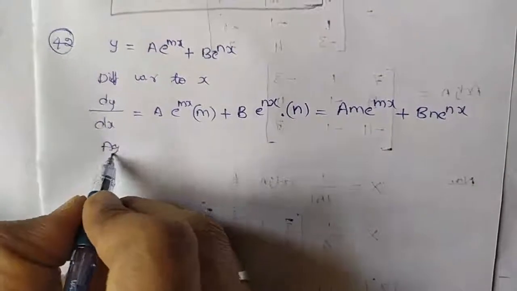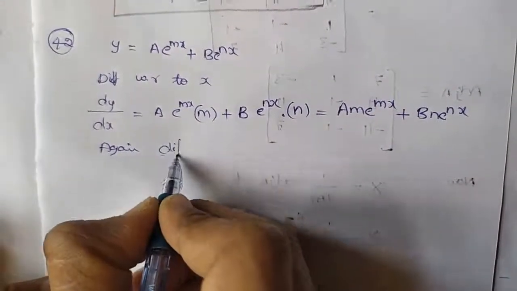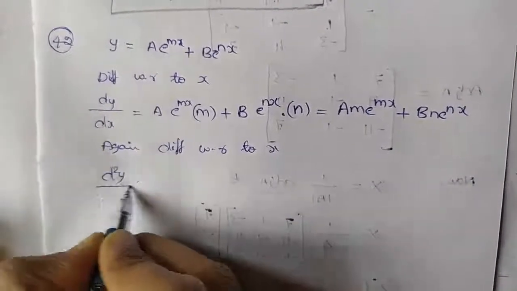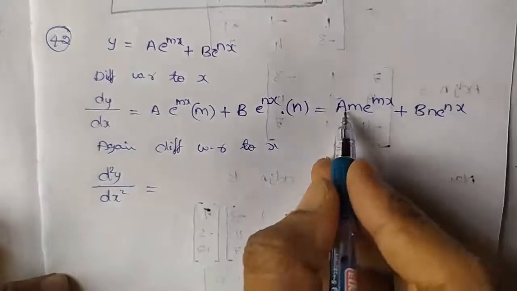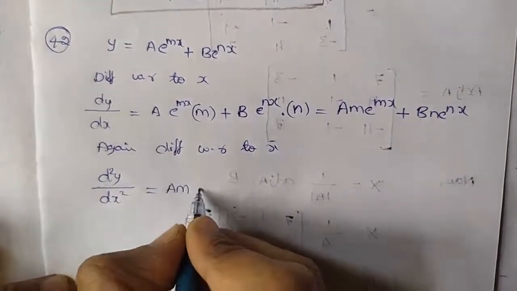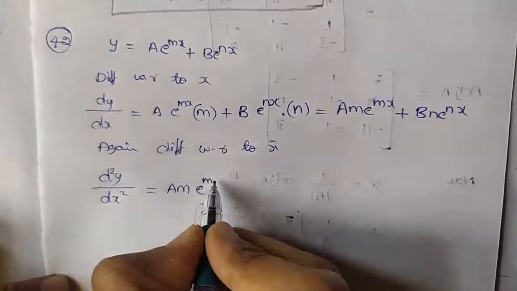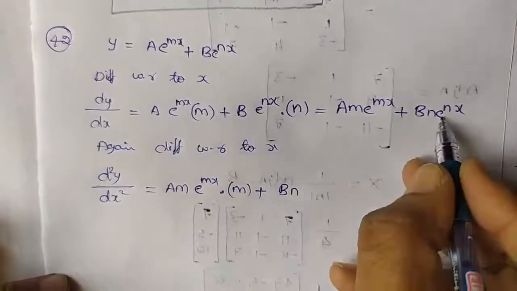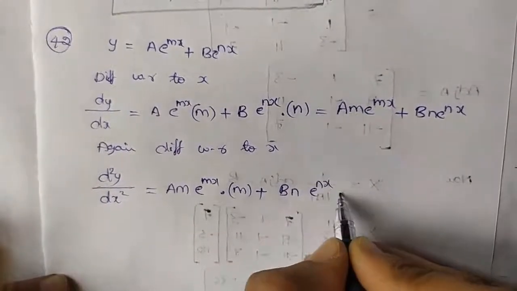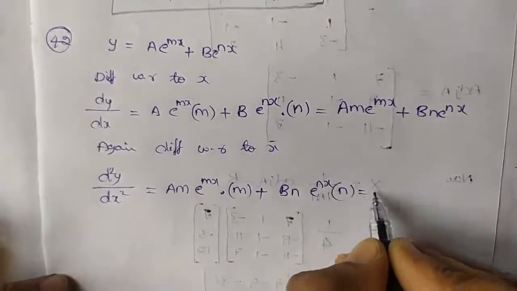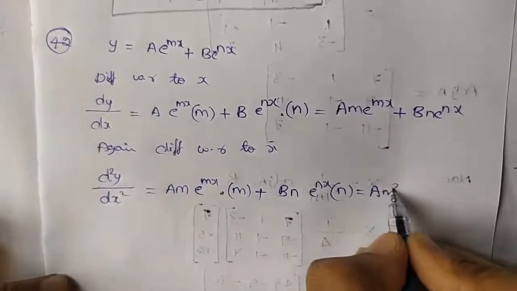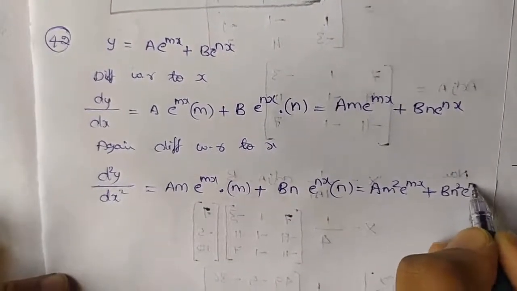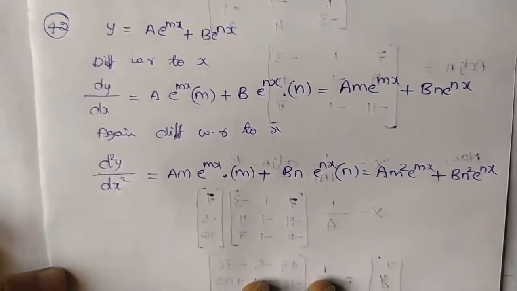Next differentiate again with respect to x. Then d square y by dx square equals am, keep it as it is, those are constants. Differentiation of e power mx is e power mx into differentiation of mx, which is m, plus bn, keep it as it is, differentiation of e power nx is e power nx into differentiation of nx, which is n. That equals a m into m is m square e power mx plus b n, n into n is n square e power nx. Now take the LHS of the equation.